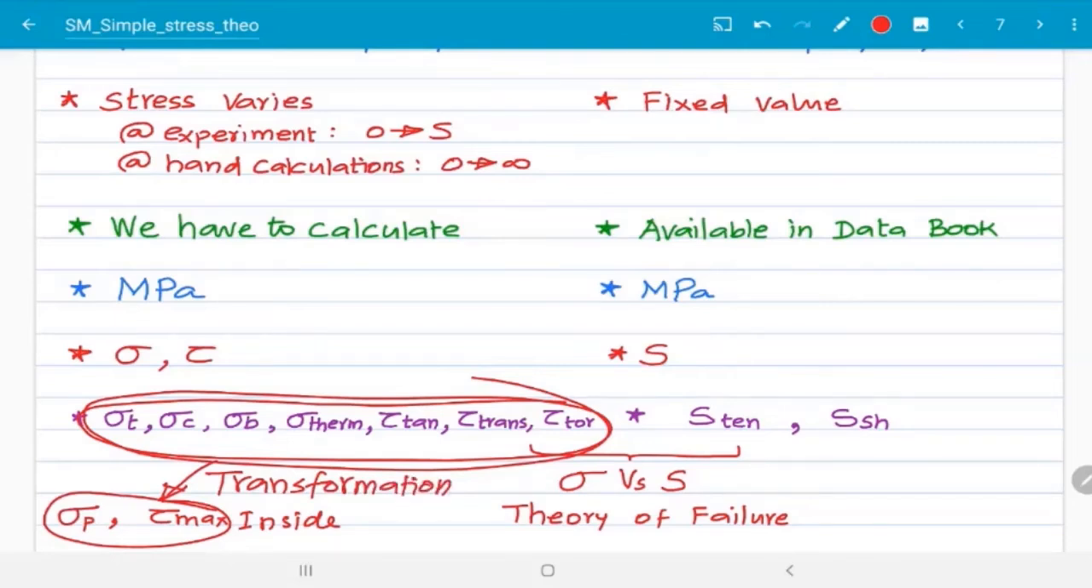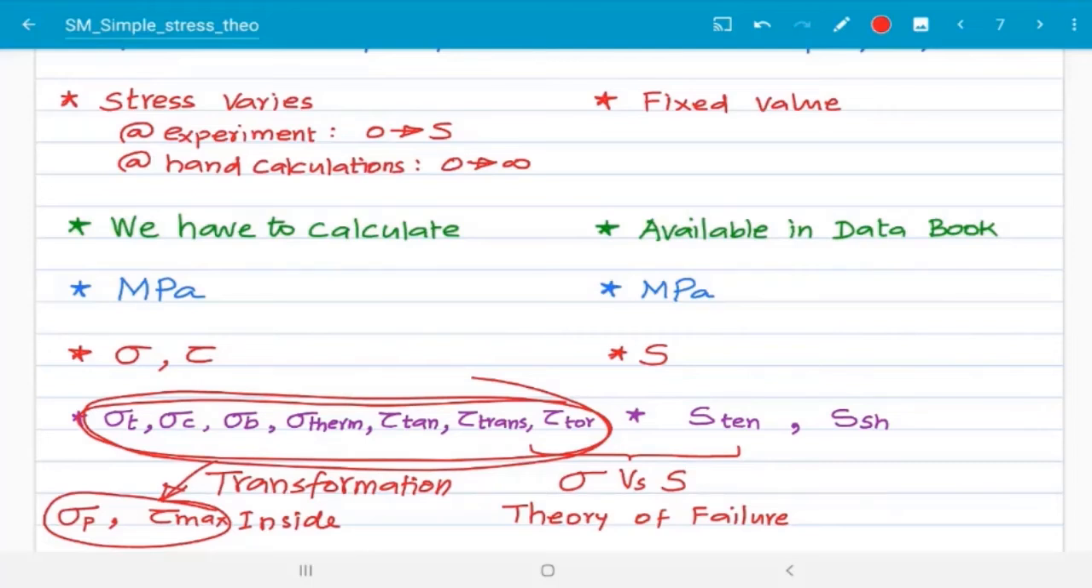There are 2 types of methods for the transformation process. One is the analytical method, another one is the graphical method. The graphical method is called the Mohr Circle. Now you can understand where we are using the Mohr Circle. The Mohr Circle is used to calculate the principal stress inside the material or tau max inside the material.